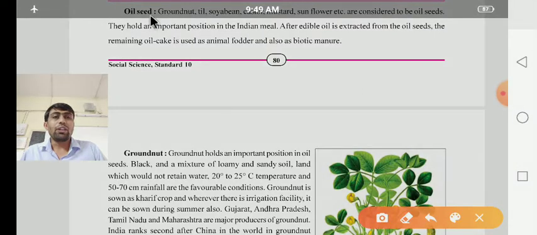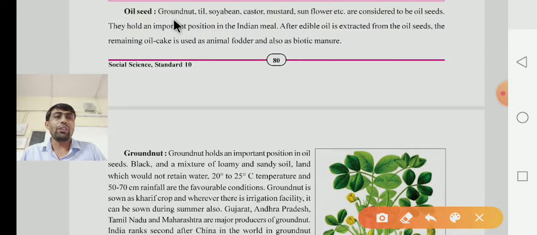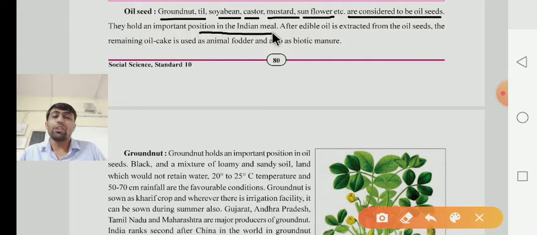Dear children, now which things are to be included in the oil seeds? Groundnut, it means mungfali; til, it means tal; soybean; castor, it means eranda; mustard, sarson; sunflower, suryamukhi, etc. are considered to be the oil seeds. They hold an important position in the Indian meal.